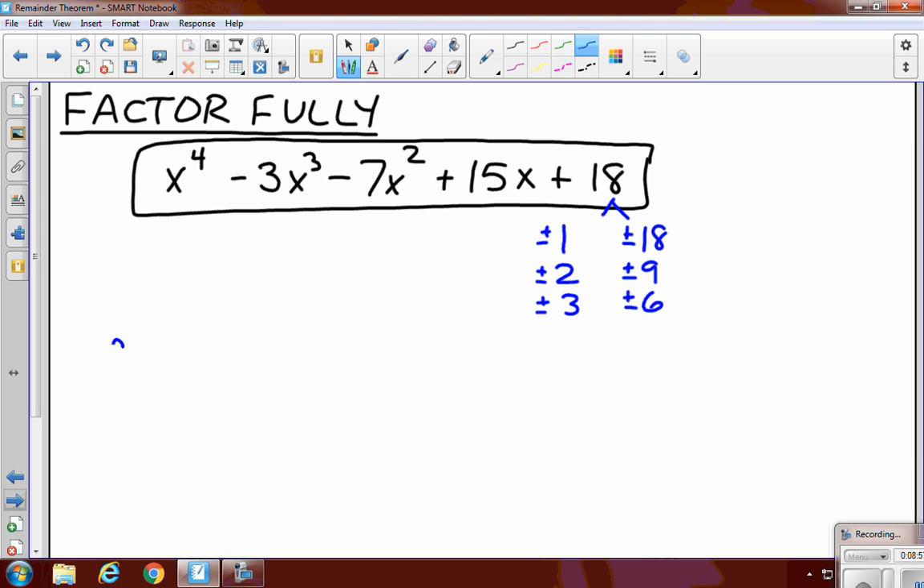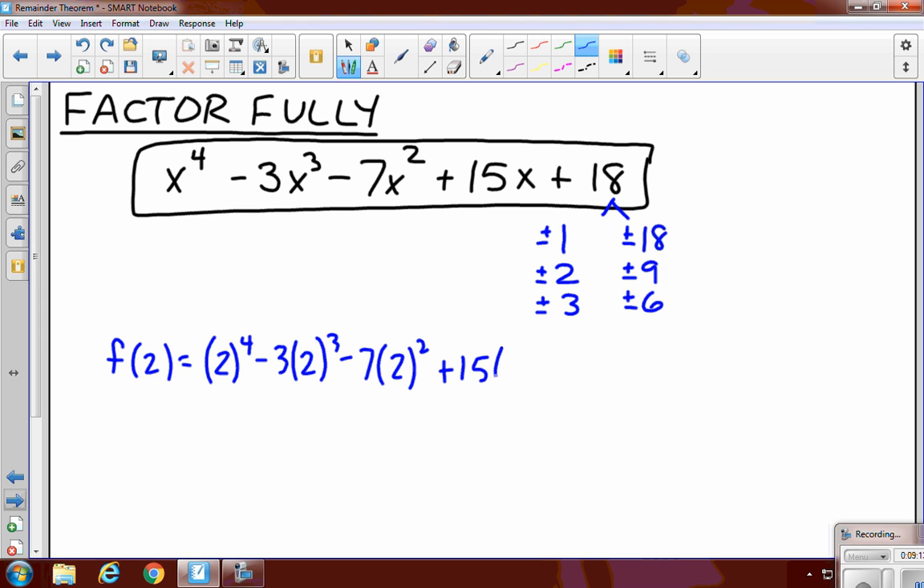I don't know, I'm going to say, let's try 2. And really, I'm randomly picking something. So I'm going to evaluate this big polynomial at 2. So 2 to the power of 4 minus 3 times 2 cubed minus 7 times 2 squared plus 15 times 2 plus 18. And you're saying, if this equals 0, then I've found a factor. So I go and try that, probably typing it in your calculator to make it a little faster, and you get 12.